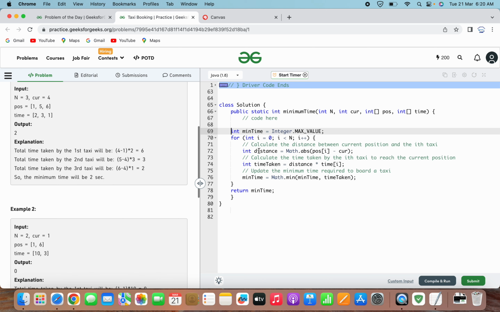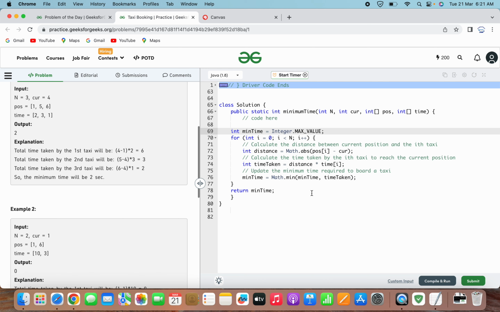Then we calculate the time taken by the ith taxi to reach the current position by multiplying the distance with the time taken by the ith taxi to cover 1 unit of distance, that is time of i. So whatever distance we have got here, we multiply it with time of i. This will represent the time taken by taxi i to reach the passenger. Okay, then update the min time variable with the minimum of the current min time and the time taken by the ith taxi.